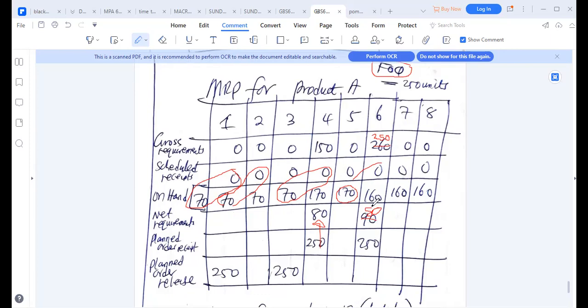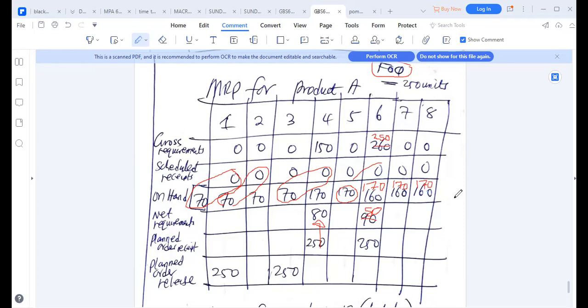So 250 minus 80, we are going to have 170. In fact, the on hand here will still be 170. So 170 plus 0 minus 0 demand, it will still be 170 here. Then 170 plus 0 minus 0, it will still be 170. So this is only the on hand for product X.